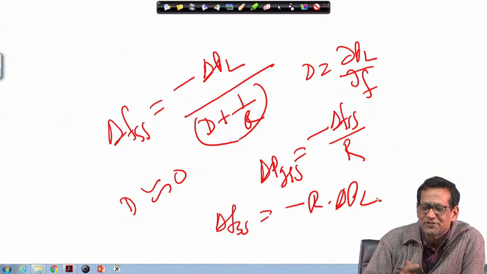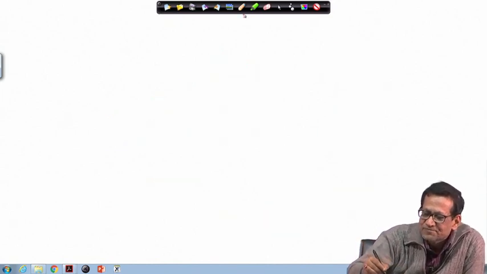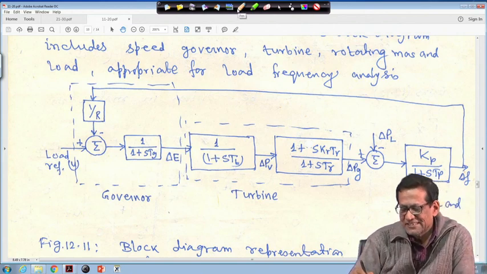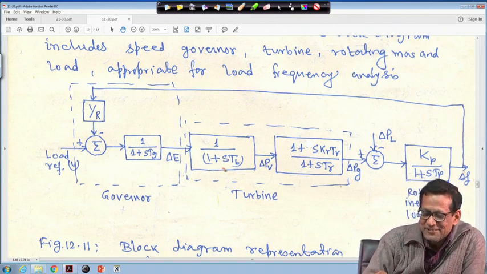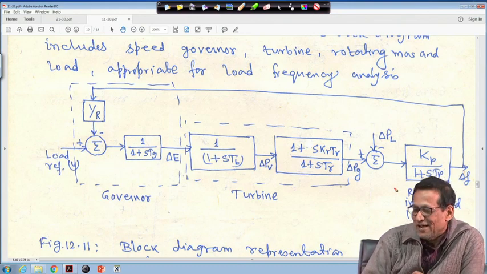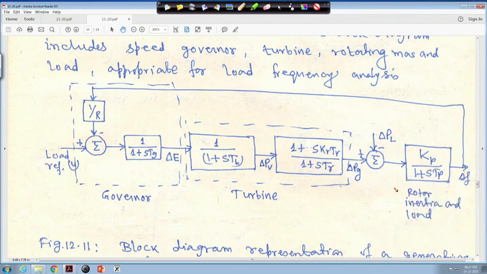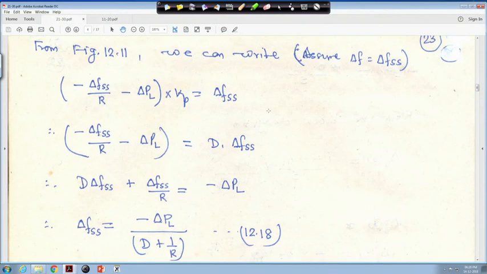Another is the final value theorem, right. So, in this diagram we put simply s equal to 0, and from that we got the steady state error. We will go back to the next page. This is what I showed there, that minus delta FSS upon R minus delta PL into Kp is equal to this one. So, delta F steady state is equal to minus delta PL upon D plus 1 upon R, right. This is equation 18. This is the steady state error of the frequency.